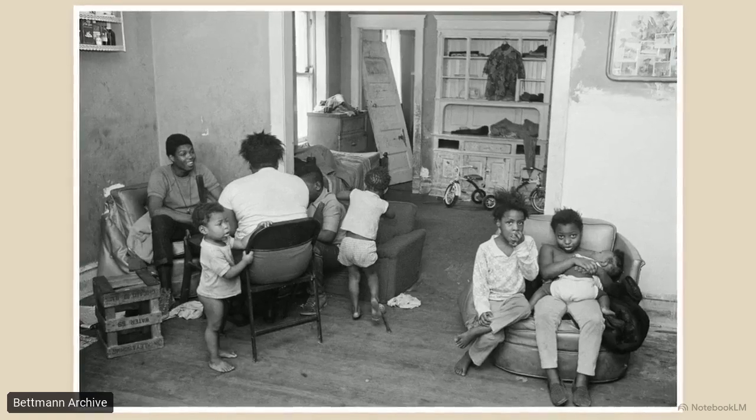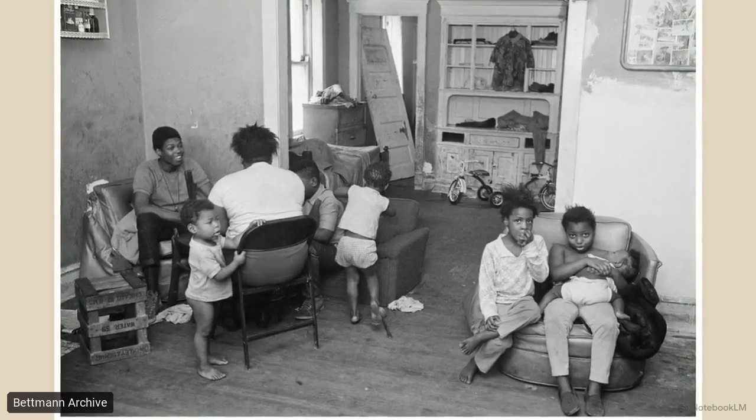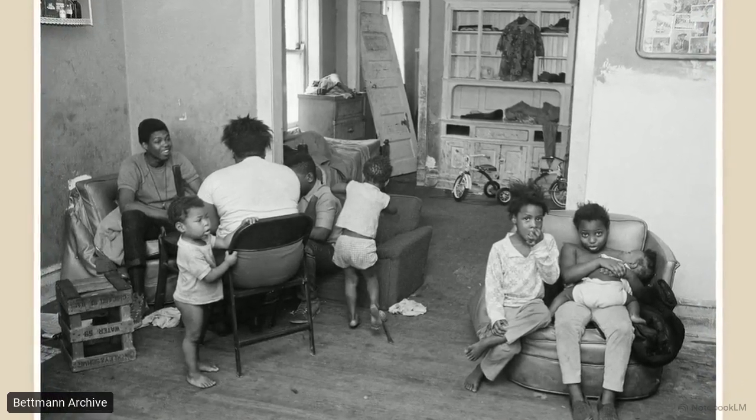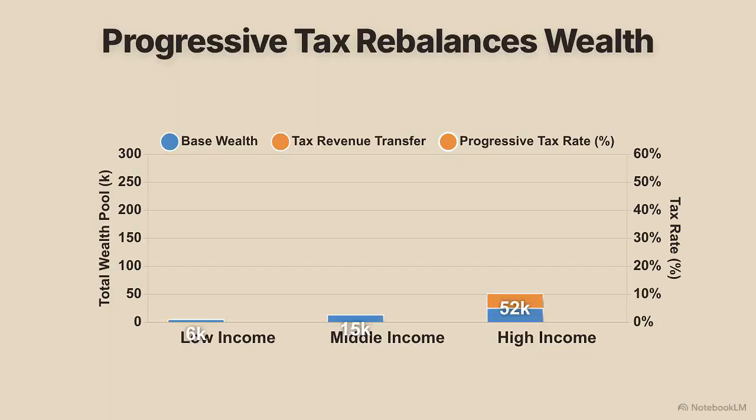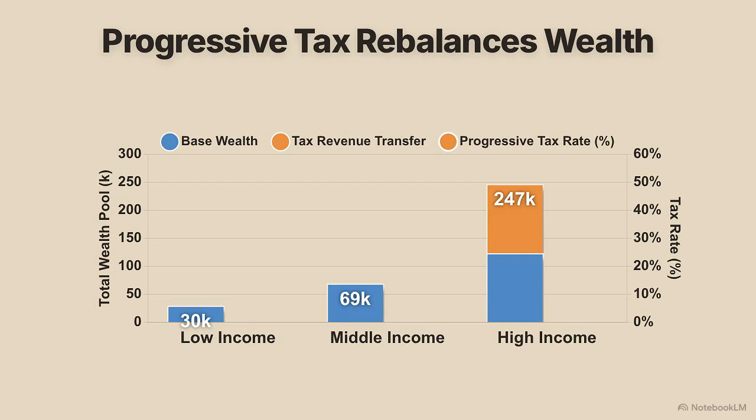A tiny fraction of the population holds almost all the wealth, leaving a large portion struggling to afford basic necessities. The primary tool governments use is progressive taxation. This chart shows how it works.